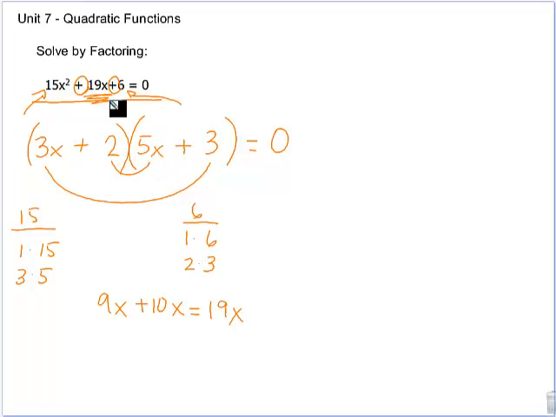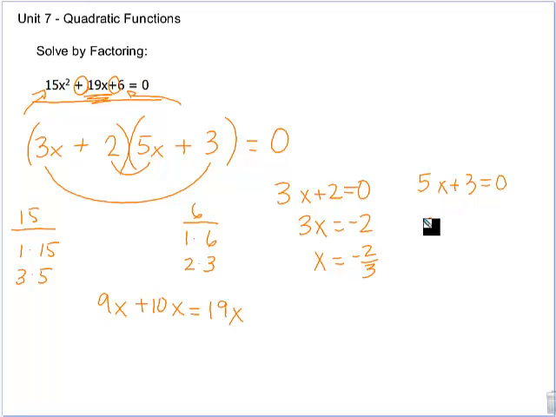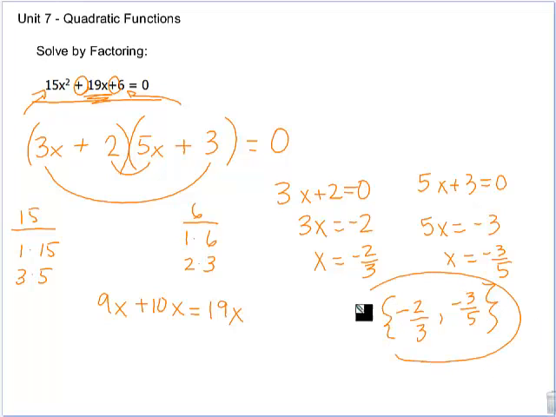So here we're factored, so now we make both equal to 0. 3x plus 2 is equal to 0. So 3x is negative 2, so x is negative 2/3. The other one, 5x plus 3 is equal to 0. So 5x is equal to negative 3, so x is negative 3/5. So your two solutions here would be negative 2/3 and negative 3/5. So there we solved by factoring.